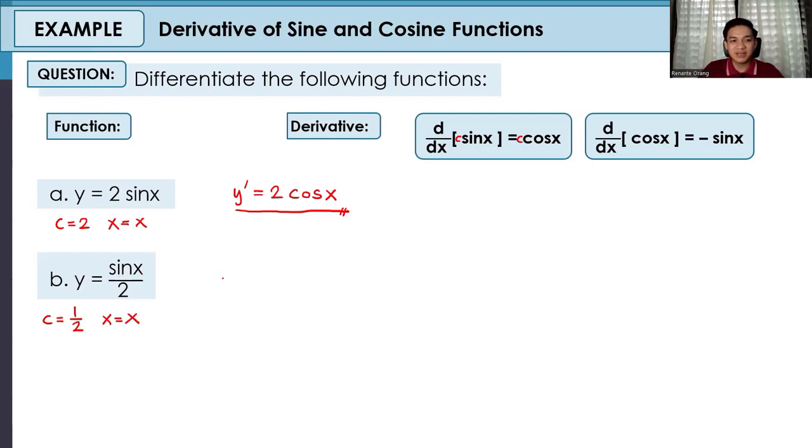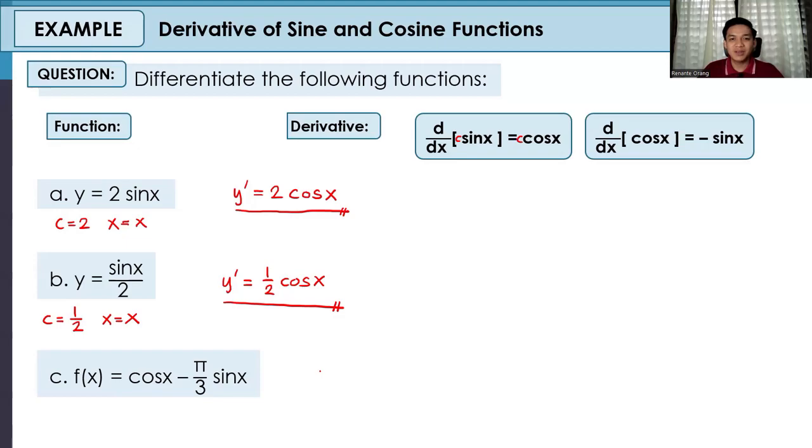Proceed tayo sa differentiating y prime. Ibig sabihin, the derivative of our y is equivalent to, copy-paste natin si constant, which is 1/2. Tapos, the derivative with respect to x of sine x is magiging cosine of x. So, ilagay natin cosine. And then, nakalagay dito, our x is also x. So, cosine of x. And that is our final answer.